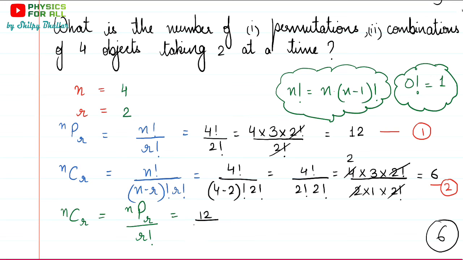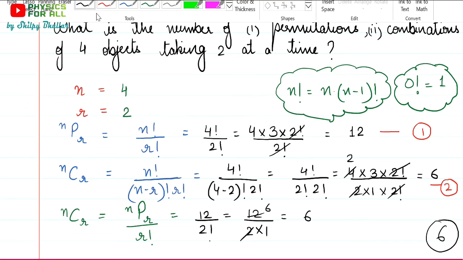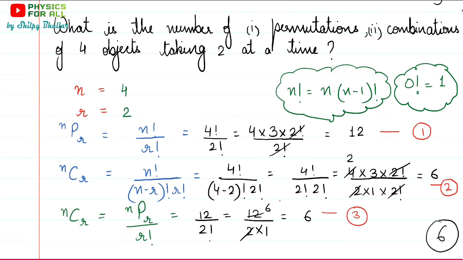And what is r factorial? r factorial means 2 factorial. So that is 12 upon 2 into 1, and this is 6. So we have got 6, which is same as the nCr. So 1 is equal to 2. That means it is correct.